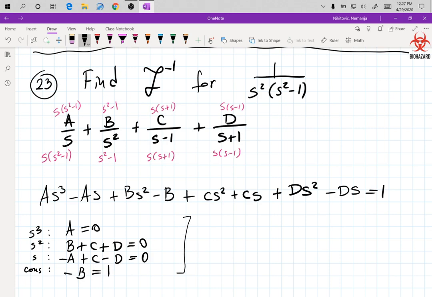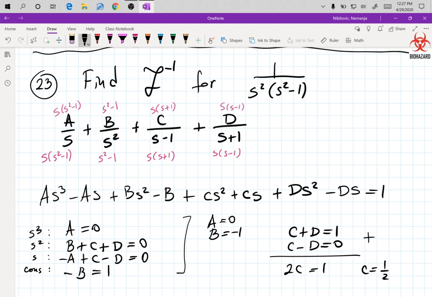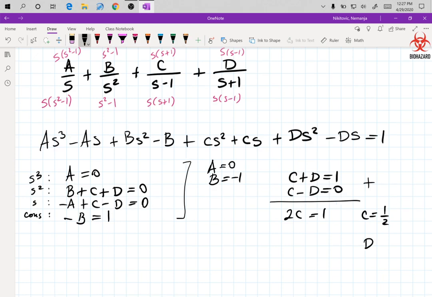So when we plug everything in, we have that A is equal to 0 and B is equal to negative 1 so far. If B is negative 1, then C plus D is equal to 1, and if A is 0, C minus D is equal to 0. You add these two equations, you get that 2C is equal to 1, so C is a half, and D is also a half because they have to add to 1. So we didn't have to use the integral thing. Oh well.